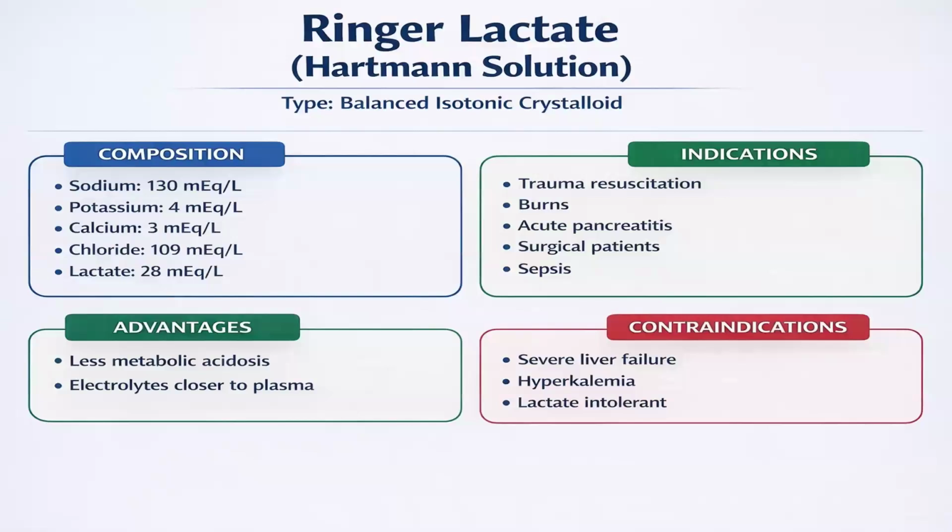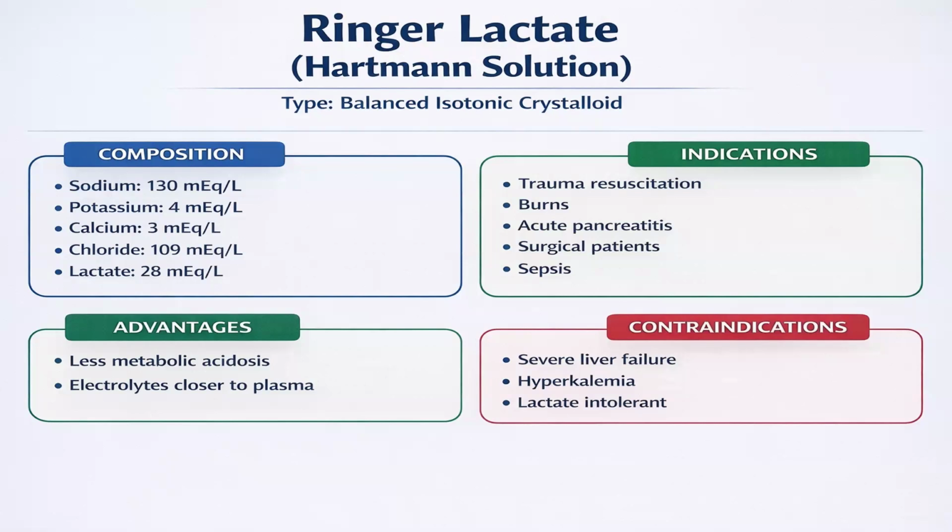Ringer lactate is a balanced isotonic crystalloid because its electrolyte composition more closely resembles that of plasma. It contains sodium, potassium, calcium, and lactate with a total osmolality of 273 milliosmol per liter. After the infusion, it distributes within the extracellular compartment with only about one-fourth remaining in the intravascular space, making it more effective for volume resuscitation in hypovolemia, trauma, burns, and perioperative fluid management.